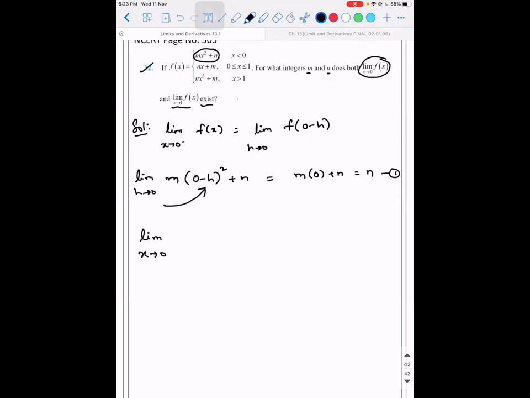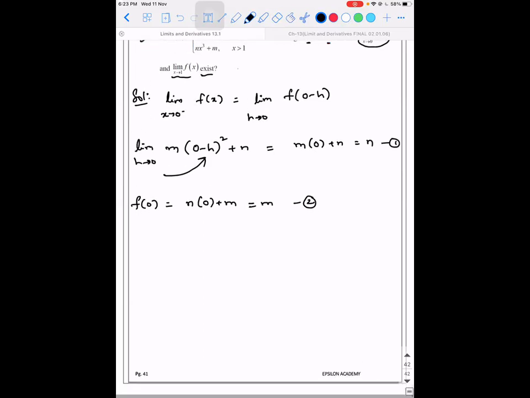Similarly, I'm checking limit x tends to 0 plus. Since they told limit exists, then the left limit should be equal to function value. What is f of 0? Look at the function. What function is defined at x is equal to 0? nx plus m, sir. Yes. So it will be n into 0 plus m, which will be m. That will be equation number 2.